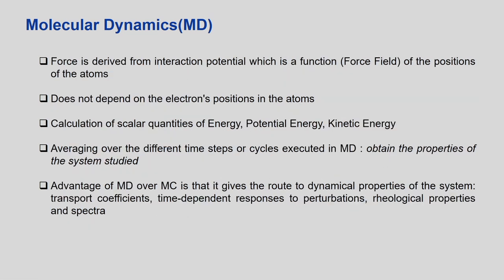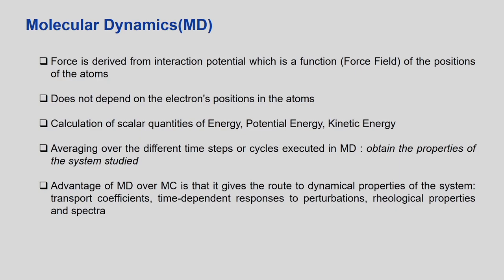Now, here we have to calculate force. Initially, you are starting the simulation by Boltzmann distribution, by a random number. Now, what about the next step? This force is actually derived from interaction potential, which is a function. This function is called force field. So, it is a potential. If you take the derivative with respect to coordinates, it will give force.